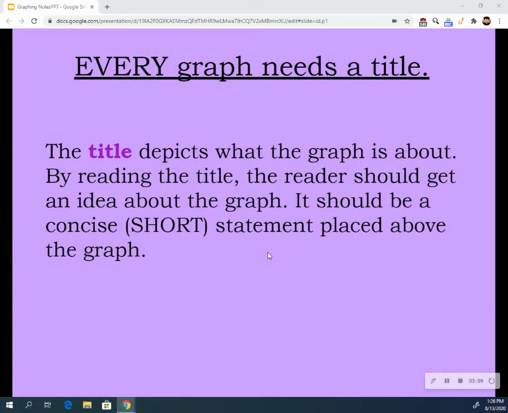Every graph needs a title. If you do not have a title there, I don't know what you're talking about. It is just data that has no specific organization. Organization is how you get grant money when you're a scientist and how you get a grade when you're a student. A title depicts what it is about. It needs to be a short statement. It doesn't need to be a paragraph to tell me what you're talking about.